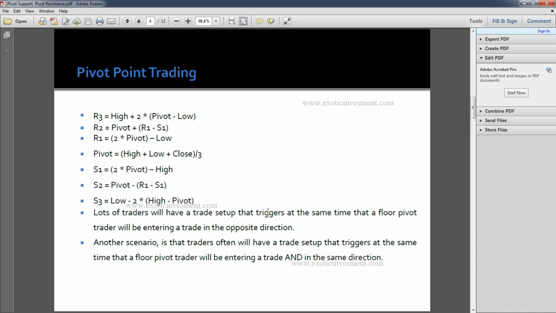A lot of traders will have a trade setup that triggers at the same time as that floor pivot level. So basically, what is mentioned over here is that a lot of traders will have a trade setup that triggers at the same time that a floor pivot trader will be entering a trade in the opposite direction. So the usual retailer will buy at huge highs. His mindset is that when it is moving hugely high, momentum is there in the market, so if I buy at this zone, it will go higher. At that point, the retail trader will start buying.